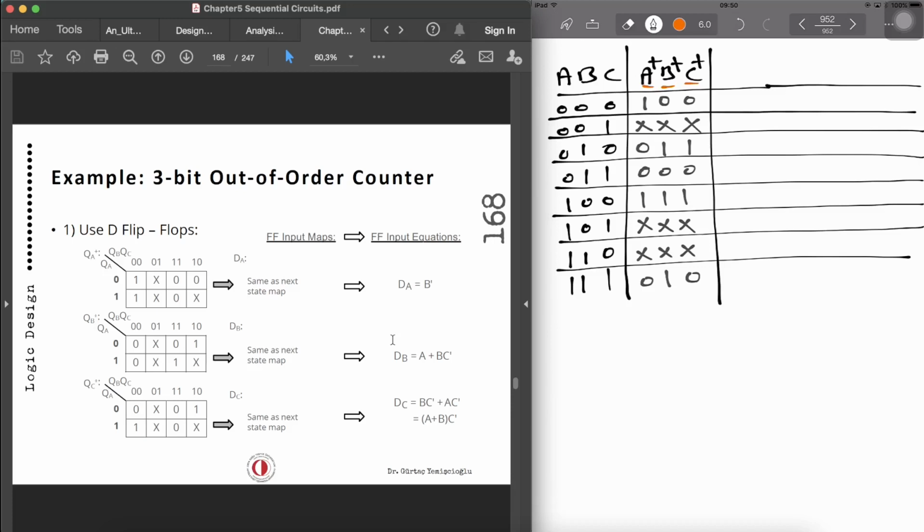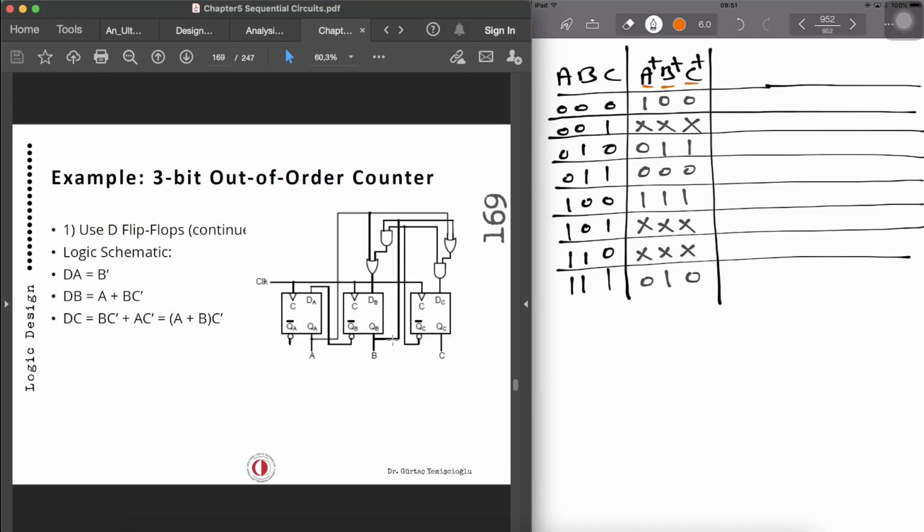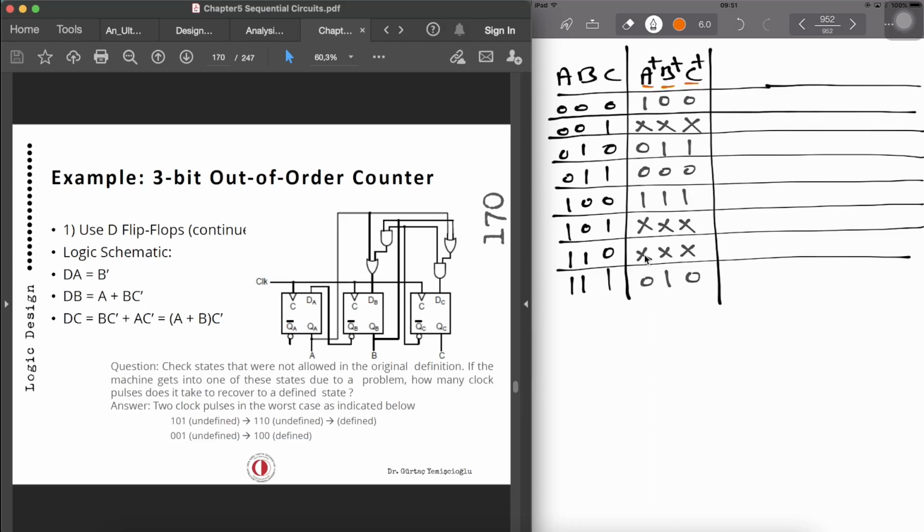So the circuit is as follows. This is a D-type implementation, which we just have 3 flip-flops, 3 inputs, which can be derived from the next states.